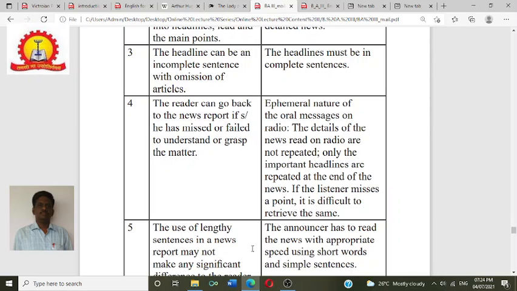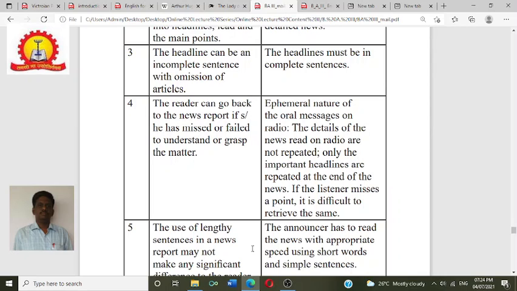The reader can go back to the news report if she or he has missed or failed to understand or grasp the matter. So this is the facility available in the print media. If you miss understanding something, you can go back to the newspaper and read it.